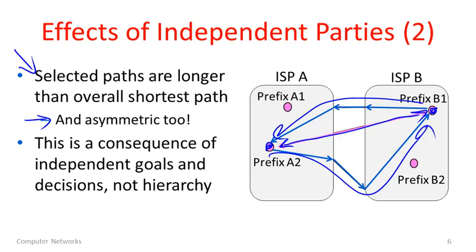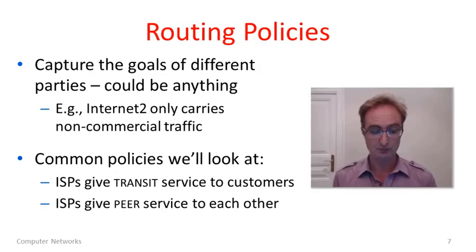So you can see that these effects are common in the internet. Policy routing often leads to asymmetric paths where it's different going from A to B than B to A, and often paths which are not quite shortest. And these effects are really consequences of the independent goals and decisions which have been made by the parties, rather than simply the effect of hierarchy hiding a bit of information causing us to take longer paths. We've seen that effect too. Well, so this is what we're up against.